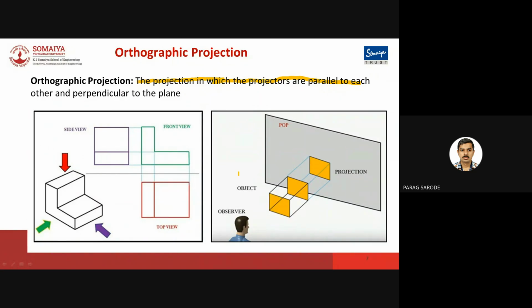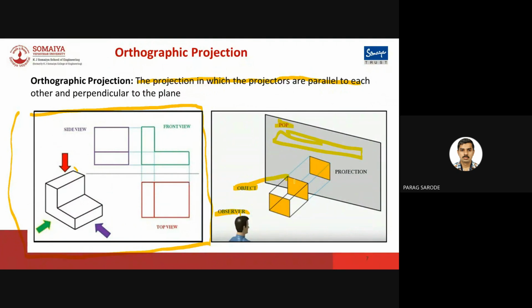So here, you can see the side is the object. You can see there are three views plotted, right? And in the right side figure, the observer is there. This is the object, and this is the plane of projection. In the first angle method of projection, the object is placed between the observer and the plane of projection, and the view that we obtain is on this plane of projection.